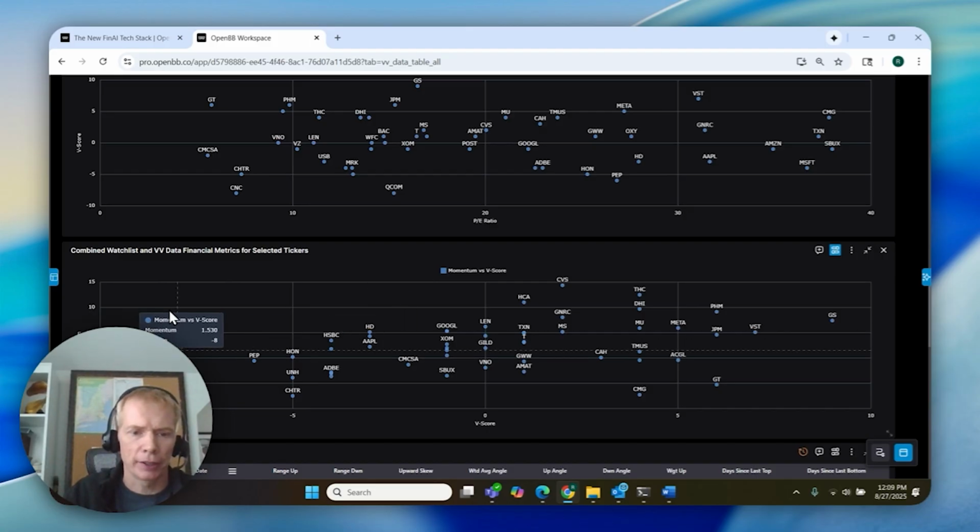And then let's look at our momentum score versus the V score. A little bit of a relationship here between the two. Certainly not perfect, far from it. But again, where is the ticker we keep running into? Micron, kind of right here. Good momentum, decent V score.